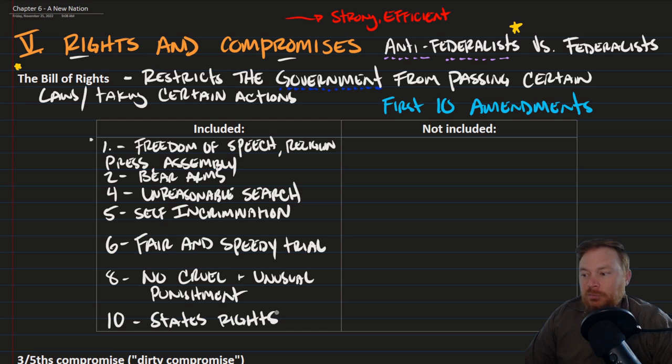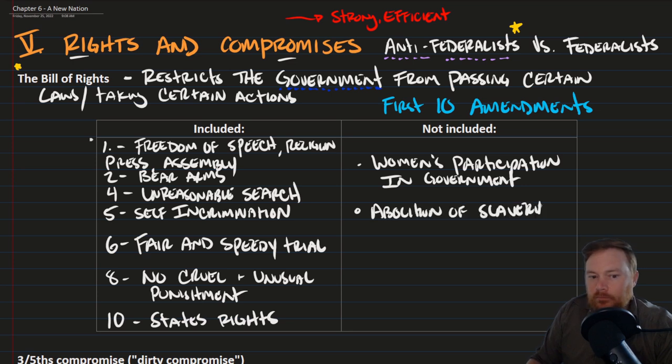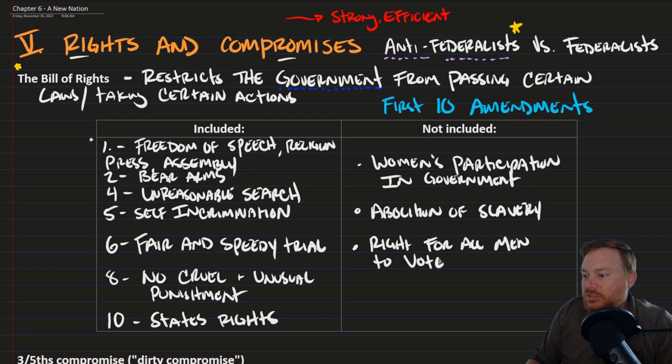But also, it's worth noting, your textbook points out what was not included in the Bill of Rights. So these were the 10 that made the cut. What was not included was anything regarding women's participation in government. What was not included was an abolition of slavery. And a thing that also was not included was the right for all men to vote. Remember, voting was typically done at a state level, and at this time, it typically required not just to be a man, but also to own property in order to vote. So, women's participation in government, abolition of slavery, and the right for all men to vote were not included amongst the first 10 amendments.